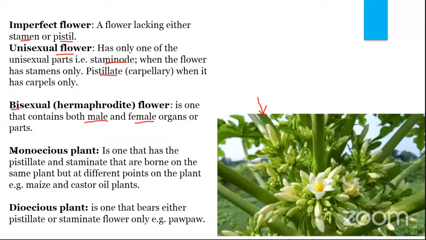Then we also have a term which is called monoecious. Mono means one. So it is one that has the pistillate and staminate flowers borne on the same plant, but at different points. So if you want to understand this term, mono, make it like one plant. It will have both the female and the male, but on different parts, but on the same plant. That is mono, same plant. And when you're looking at dioecious, now here, it should be one plant bearing either the stamen or the pistil, like in the case of the papali. So you're going to find a papali that may only be female, and you may also find the male papali. Okay.